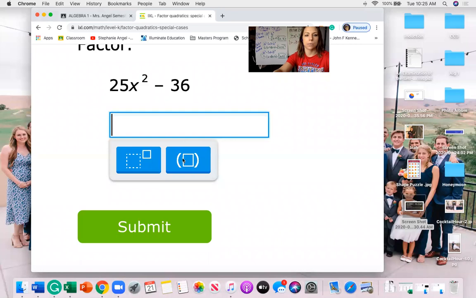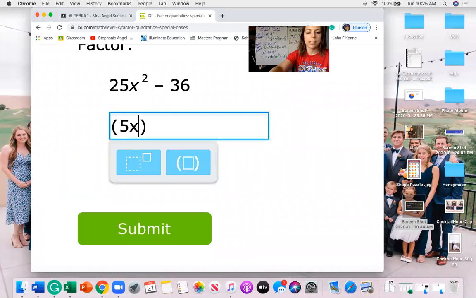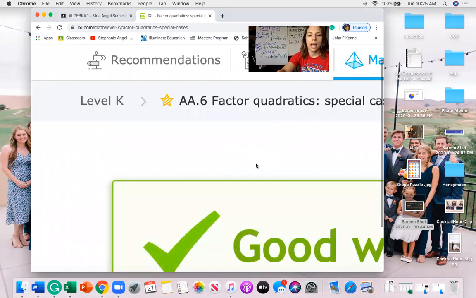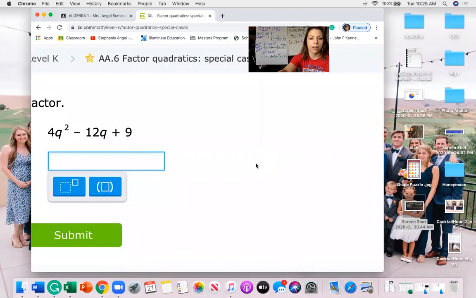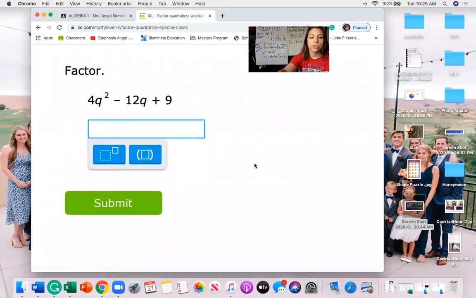Let's see if that's right. So we have 5x minus 6 times 5x plus 6. And we get our little good work there. All right. Ooh, here we go.